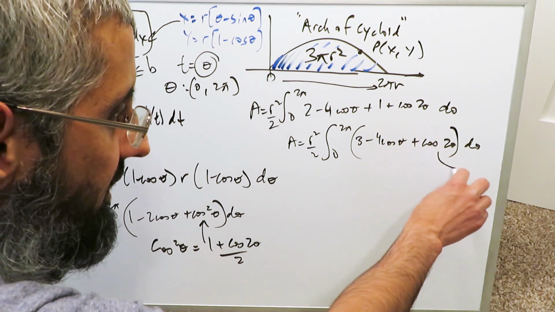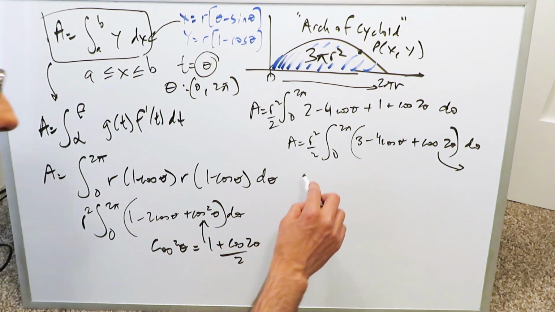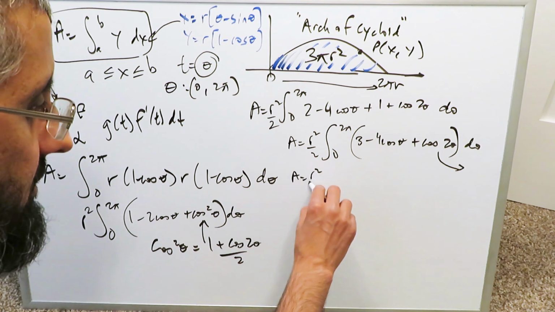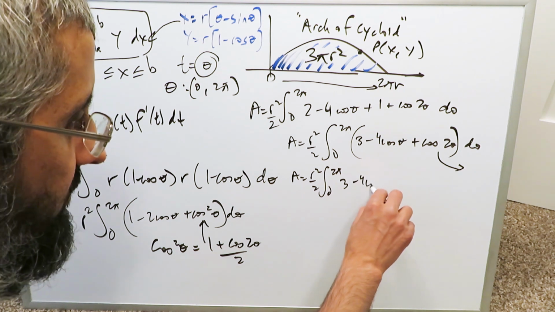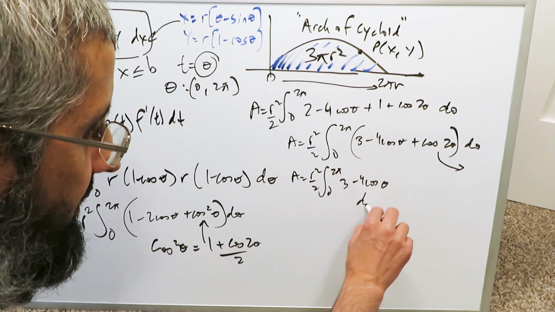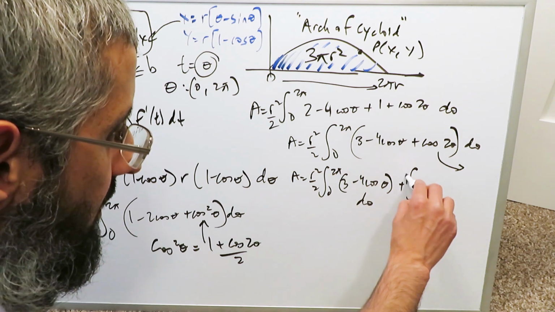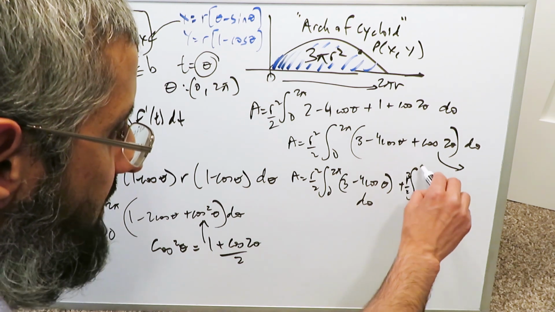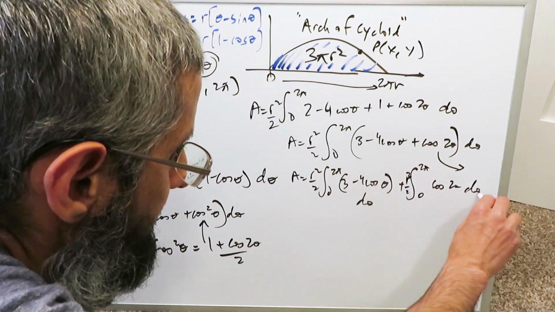Everything here is easy to handle except for this, because this is still a composite. It would have to go through another round of polynomial substitution. But you can do a little bit of a shortcut here. If you do A is equal to r square over 2 and separate these into their independent integrals, you're doing 3 minus 4 cosine theta, all of this with respect to d theta, plus now another round here, r square over 2, 0 to 2 pi, and then cosine 2 theta with respect to d theta.